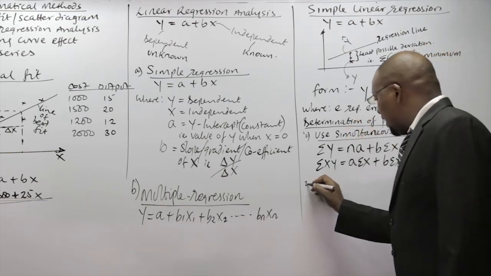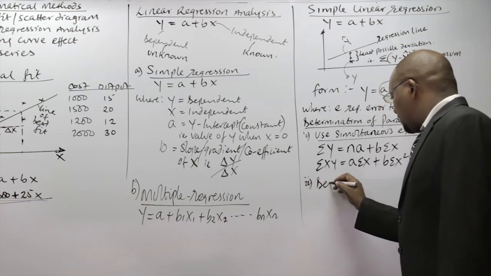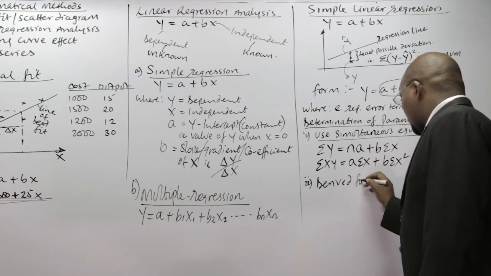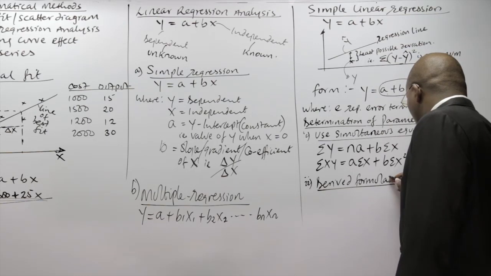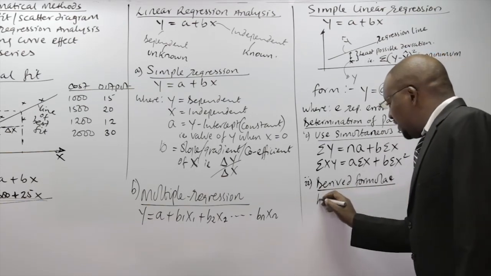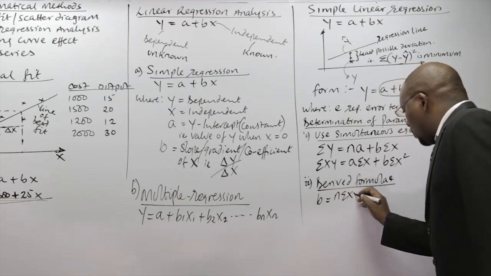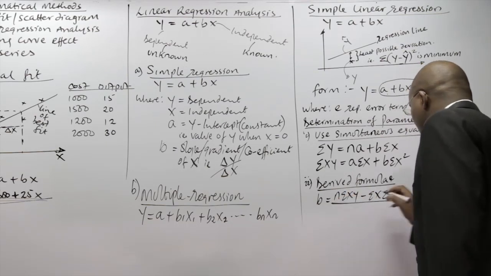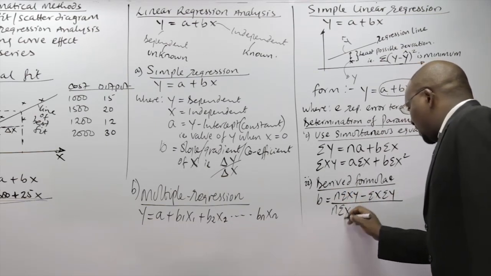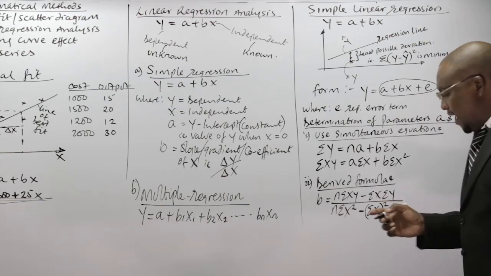Alternatively, we can have these derived formulas, or formulae. This way, we can have b directly. b is given as n summation xy minus summation x times summation y, divided by n summation x squared minus summation x, all squared. That will give you b.